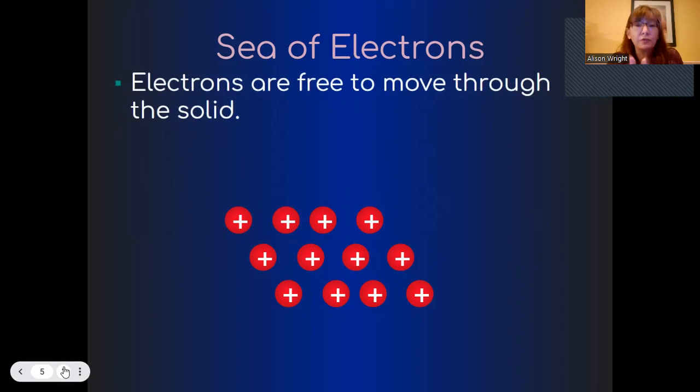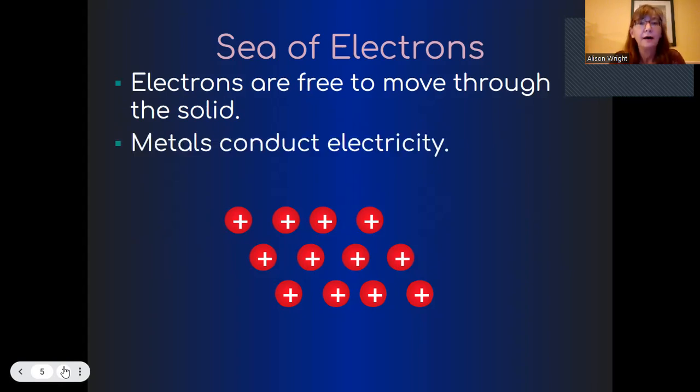We want to keep in mind that those valence electrons are being distributed among all of those positive ions. Think of the positive ions as the metal nuclei plus their core electrons, and then the valence electrons are just floating freely among all of them. They're not connected to any particular nucleus. So they are free to move through the solid. That allows metals to conduct electricity.